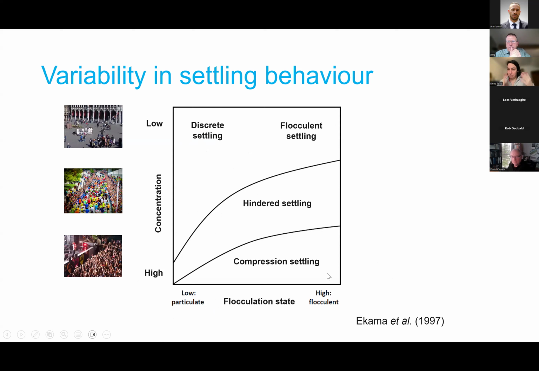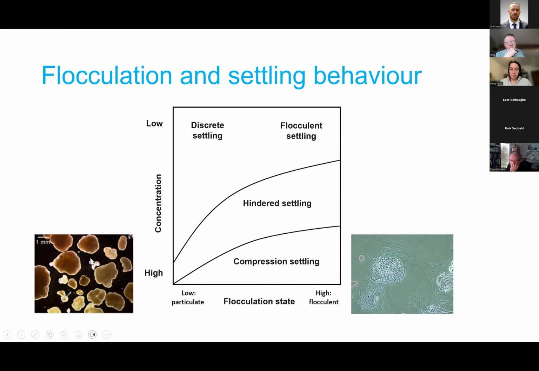Whereas typically, normally in activated sludge secondary settling tanks, we try to have good flocculated sludge. So we will be more on the right side. And then you see that already at quite low concentrations, hindered settling and compression will occur, and compression settling will set in earlier. One example of particulate would be granular sludge, where you have very dense granules. They will typically settle more discretely and individually than typical activated sludge, which are flocs formed with maybe some filaments. They will be more on the right.